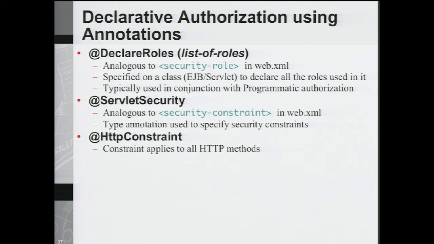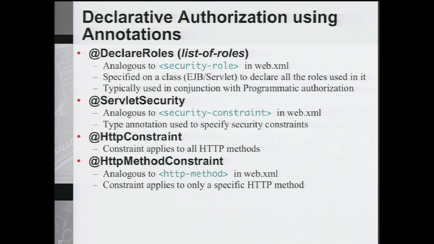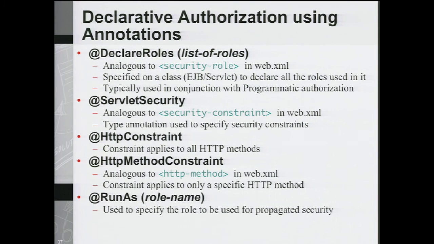And you have an HTTP constraint. There's no tag for this, but basically if you don't have any HTTP method or method omission, then by default, everything is protected. That's basically what it does in terms of annotations. You can also write constraints specific to a particular HTTP method, using the HTTP method constraint. And there is also an annotation called run as, which is used in security propagation, subject propagation, between the web tier and the EJB tier.